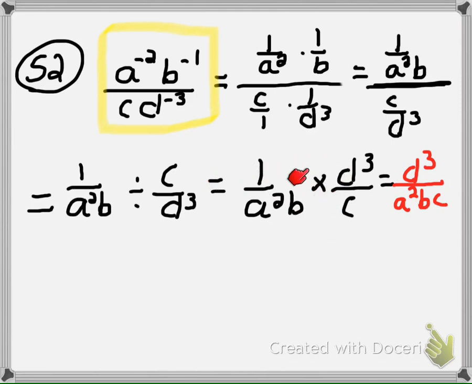D to the 3rd times 1 is d to the 3rd. A squared times b times c is a squared bc. And that is my final answer.